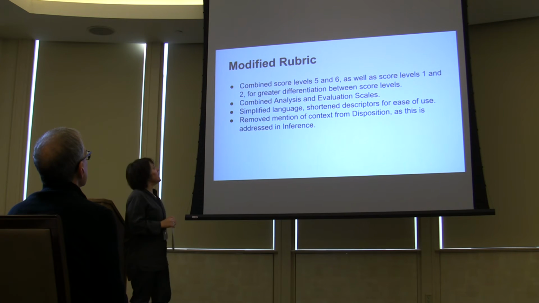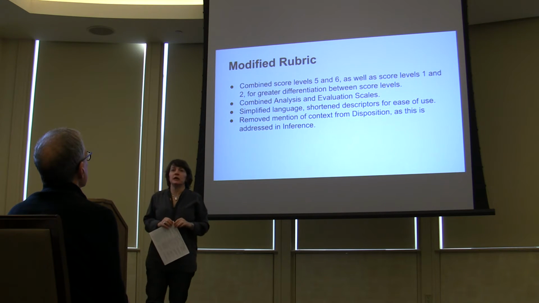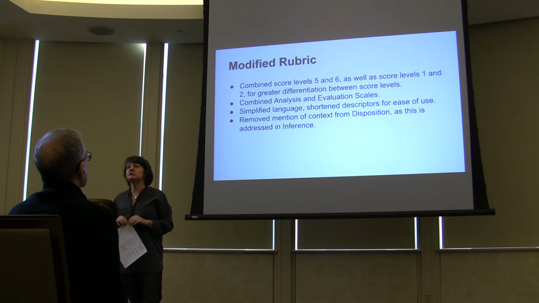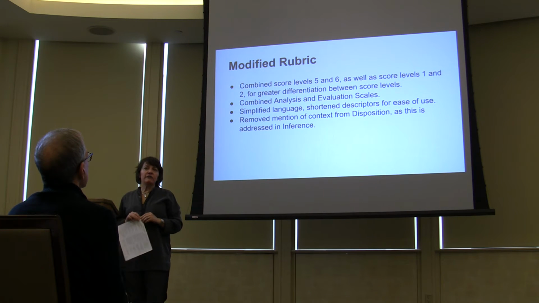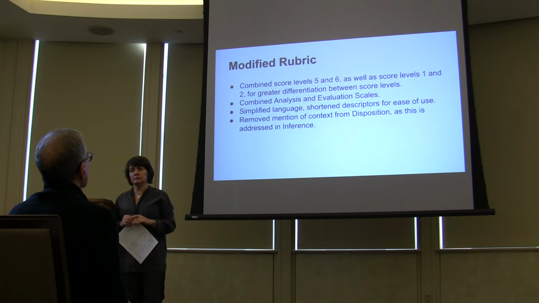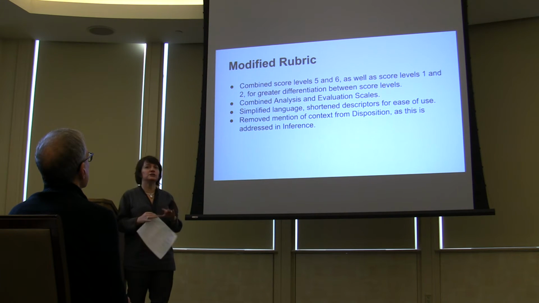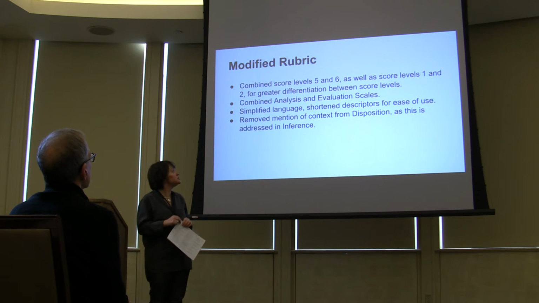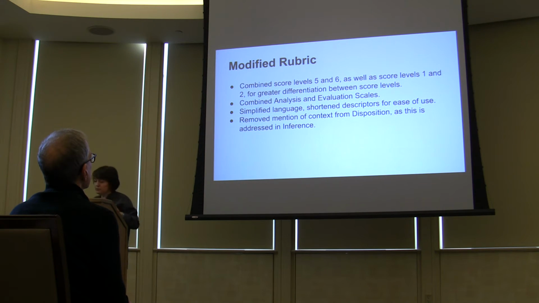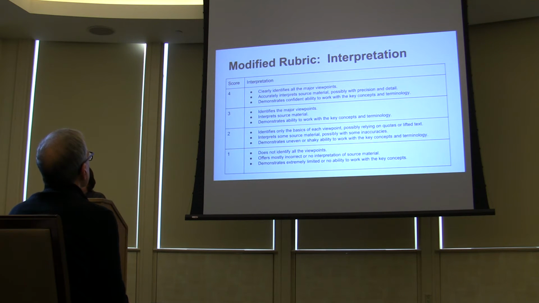Okay? I combined the analysis and evaluation scales based on the very high correlation between those 2 scales, and also from our substantive reading of the students' essays, we found that evaluation entailed analysis, that it was impossible to do one without the other, and so it just made sense based on our small sample to combine them. But it's still a question whether that needs to be done. I simplified the language and shortened the descriptors for ease of use, and then I removed the mention of context from disposition as this is addressed in inference. So, yes, now we will show you our modified rubric.